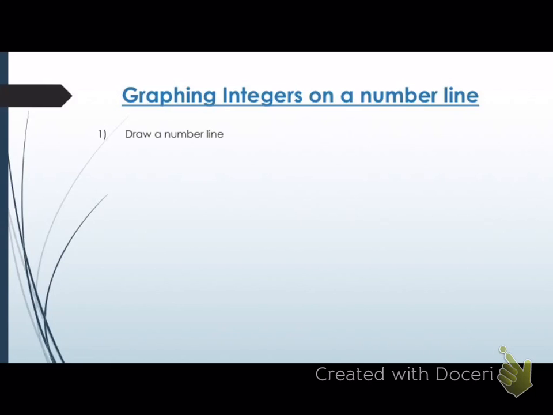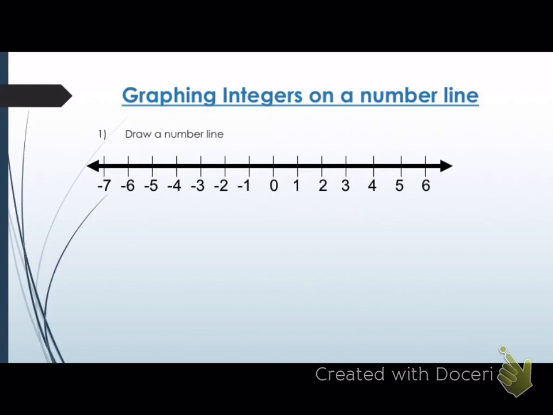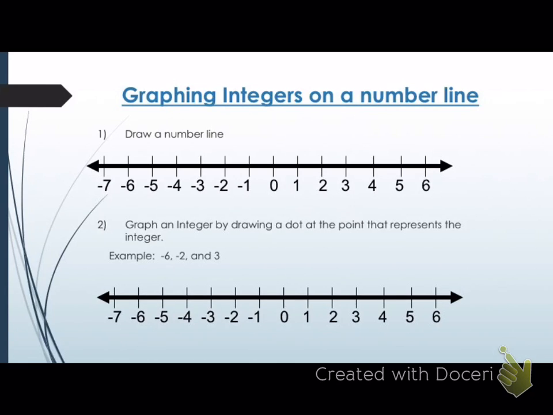When we do graph them on a number line, we need to draw the number line first. The second thing we need to do is graph an integer by drawing a dot at the point that represents the integer. For example, we want to graph -6, -2, and 3. So, -6. Go ahead and draw another number line just because I like to draw number lines. So here we go, -6. Simply put a dot. We're going to put a nice red dot. Next one, -2. We're going to go ahead and put -2 on that line.